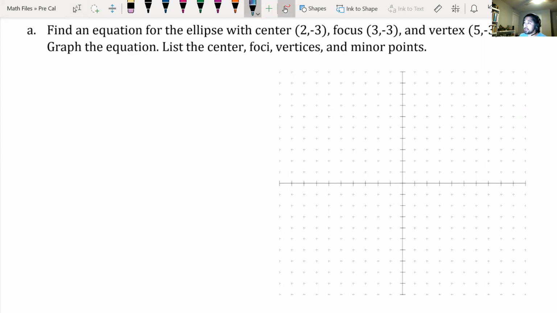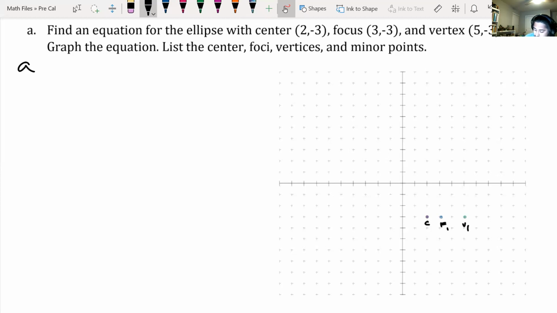So I'm going to graph the center at (2, -3). There's my center. And then we're going to go with the focus at (3, -3). Hey, there's my focus. And then my vertex at (5, -3). 1, 2, 3, 4, 5, -3. And there's my vertex. Okay, so we know some things already.